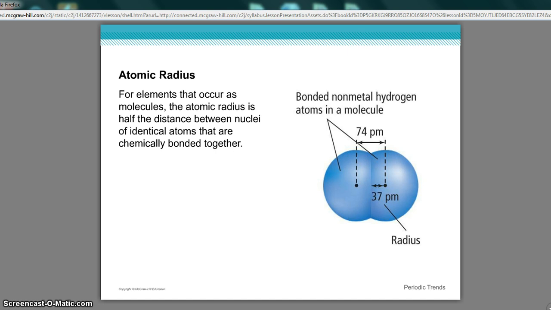Now, if an element is a nonmetal, which means it occurs in molecules, then the atomic radius is half the distance between the nuclei of identical atoms that are chemically bonded together. So if we have two hydrogens bonded together and their nuclei are 74 picometers apart, then the radius is half of that. So it's a little bit different for metals and nonmetals, but that's really the only way you can truly measure the radius of an atom, because individual atoms don't necessarily have an ending point, so you can't measure them when they're by themselves. Okay, so let's look at our trend.